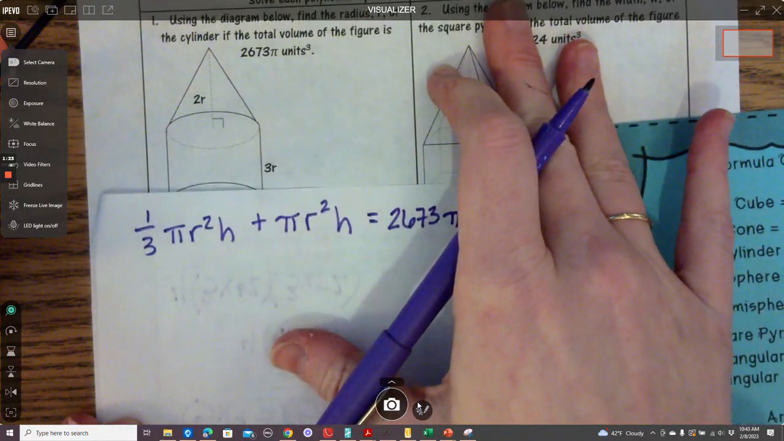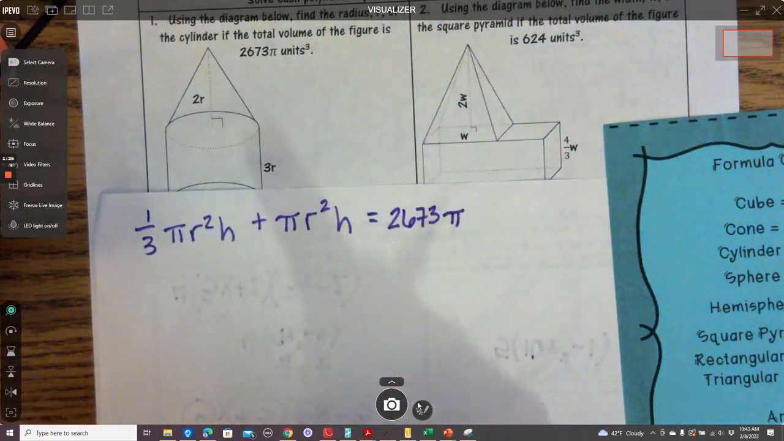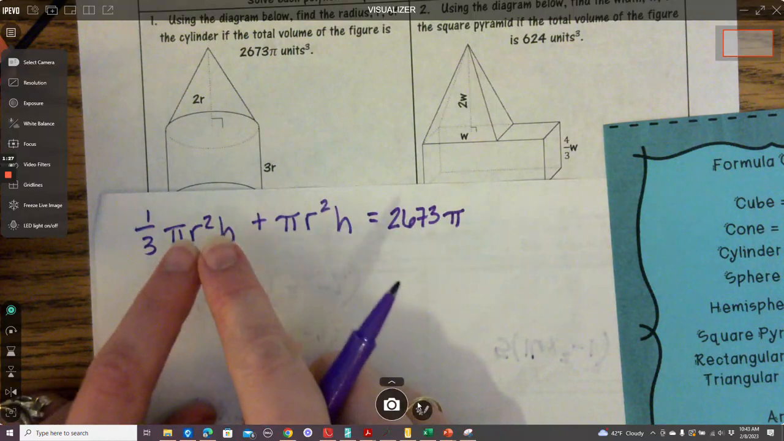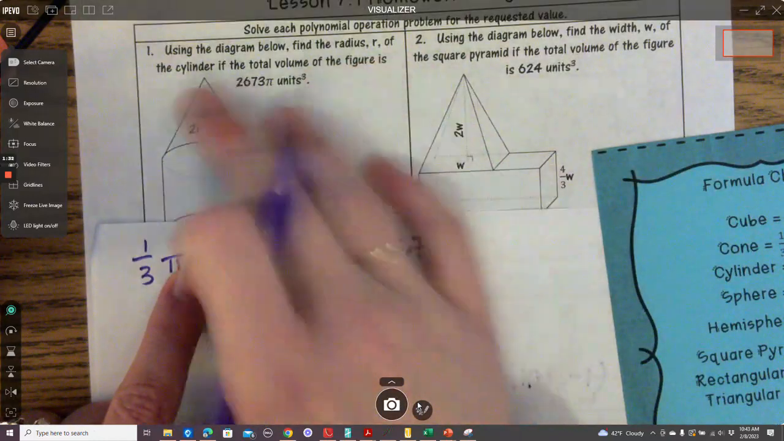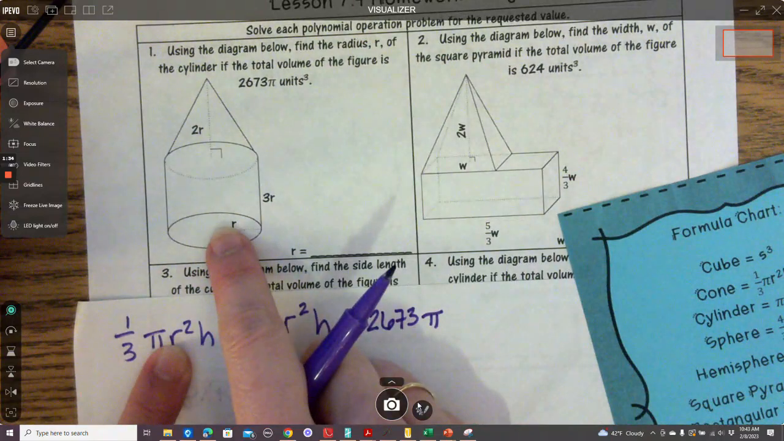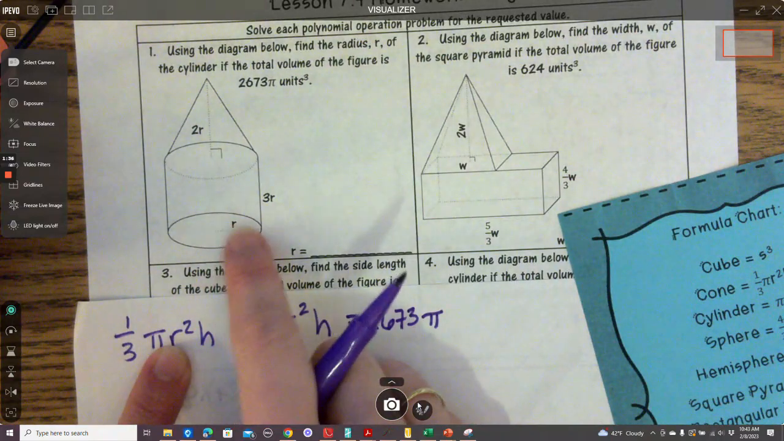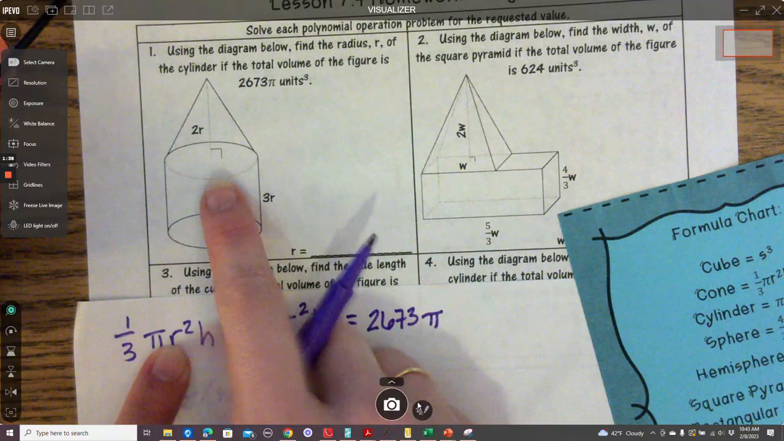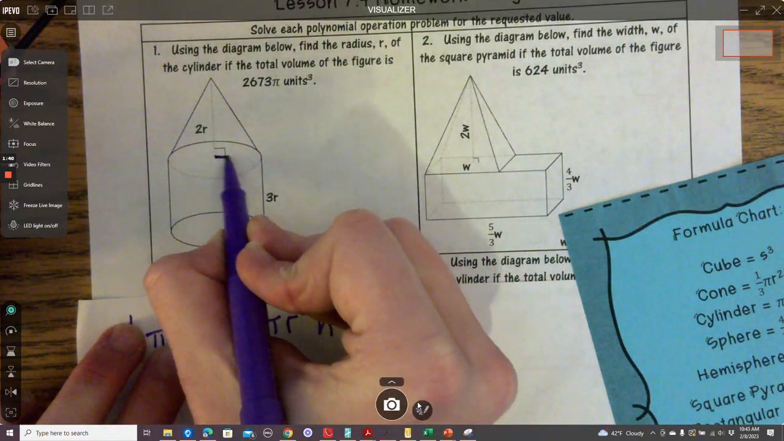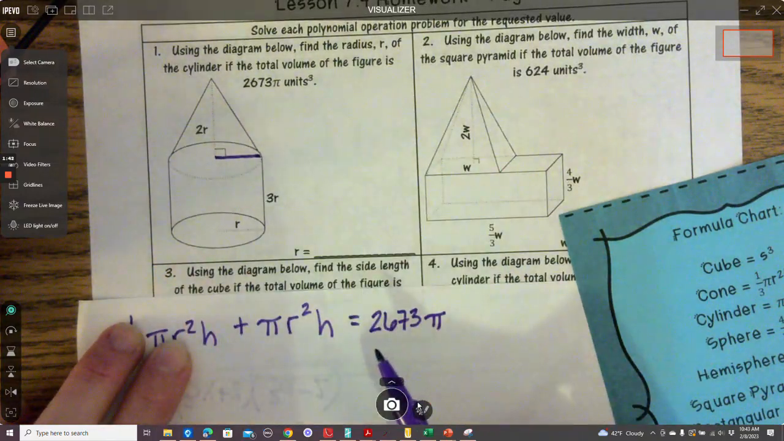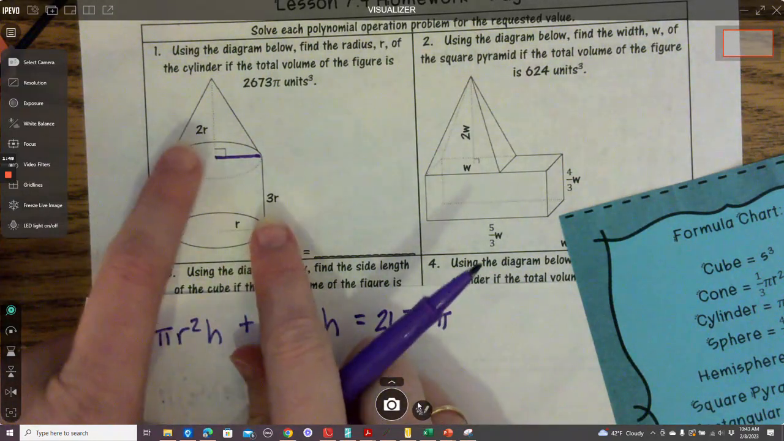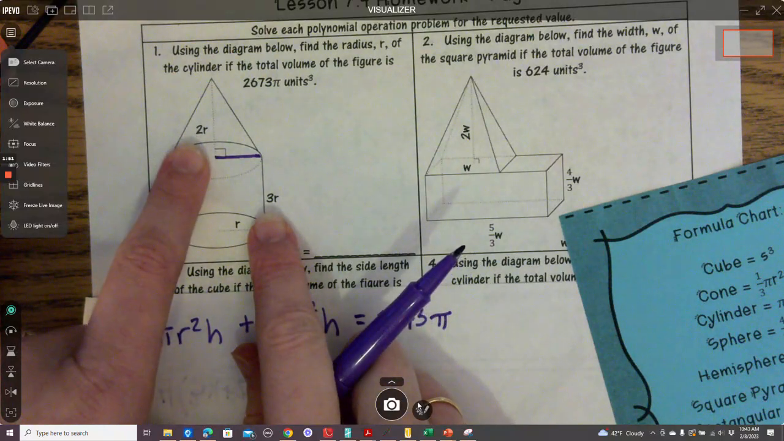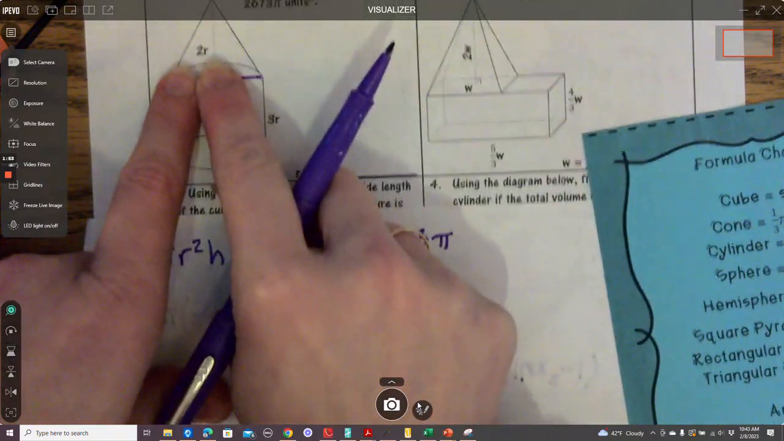All right. So I need to have the same letter. Okay? So we're looking for the radius r of the cylinder. So that's this, the radius r. The radius of the cylinder is the same as the radius for the cone, because the circles fit perfectly on top of each other. Okay? What's different is the heights. So the height of the cone is 2r.